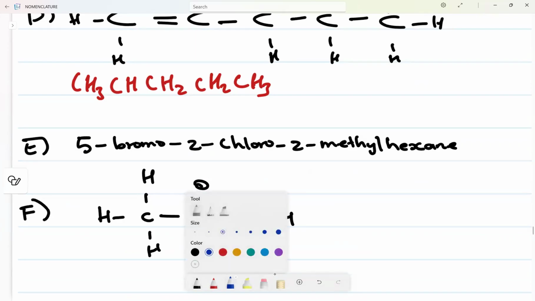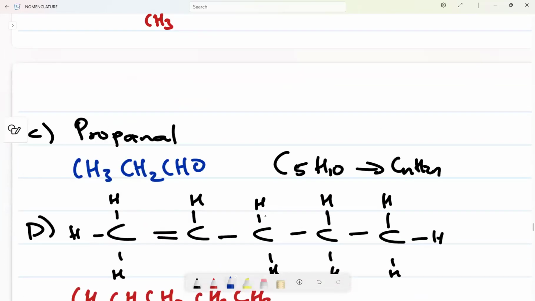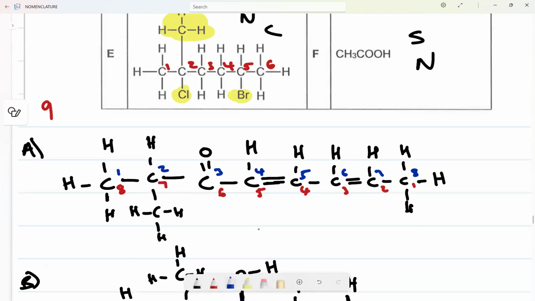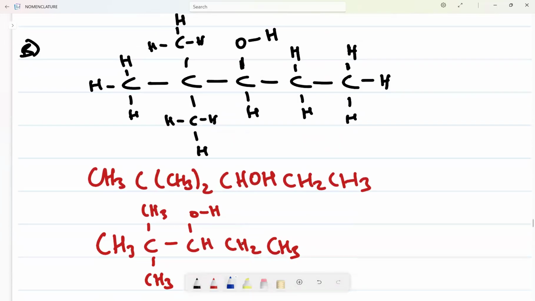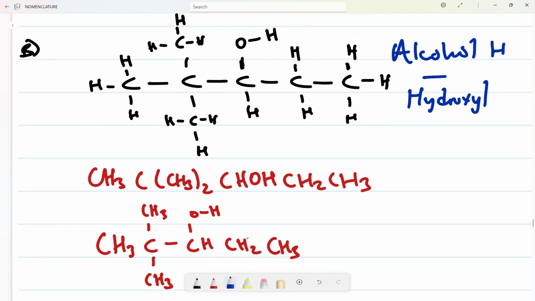Okay, yes. Now let's name them, or say which homologous series they fall under. This one I see a double bond, so it is an alkene. This one falls under what? Alcohol. Why? I see an OH, and I know the OH is the functional group, hydroxyl. Homologous series, functional group.